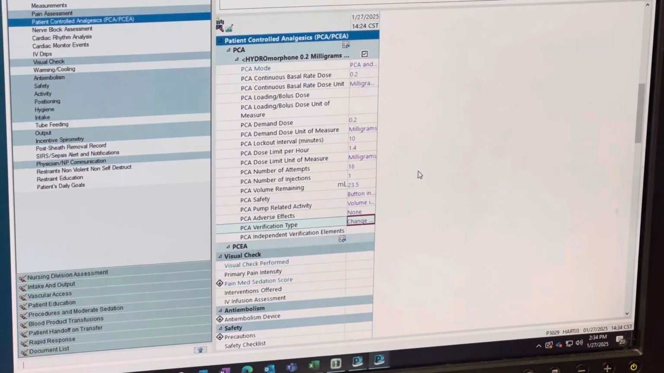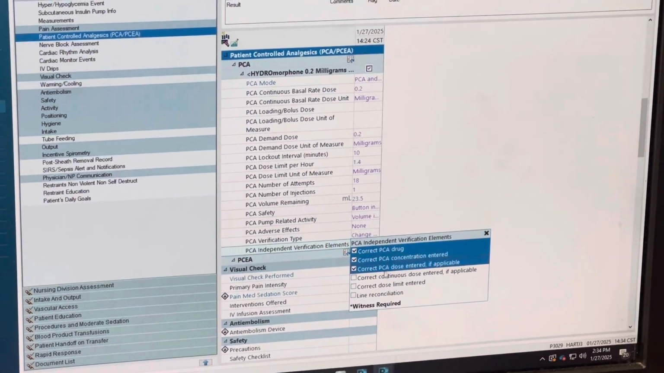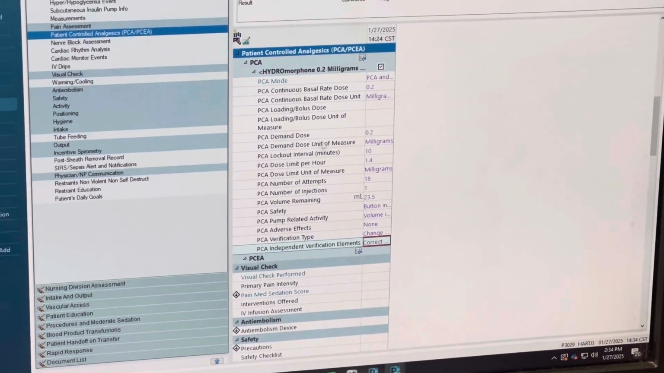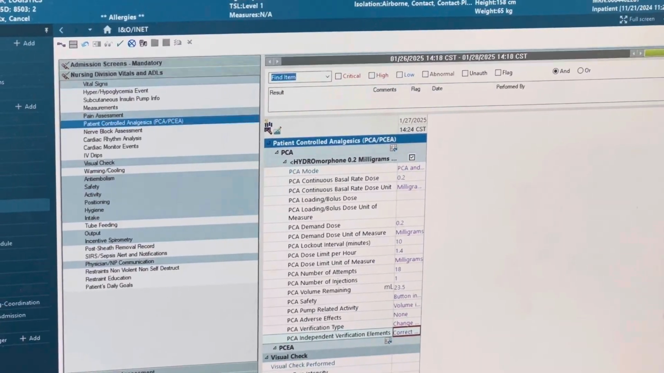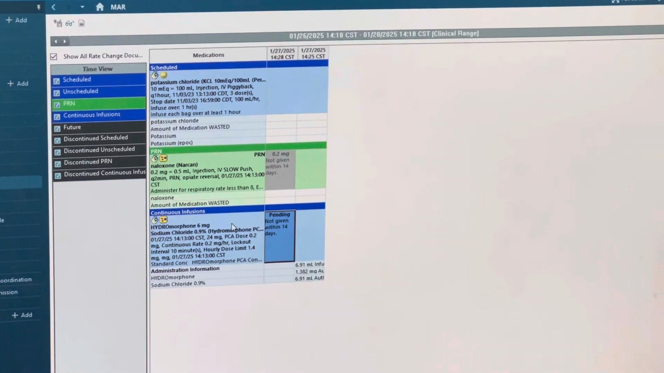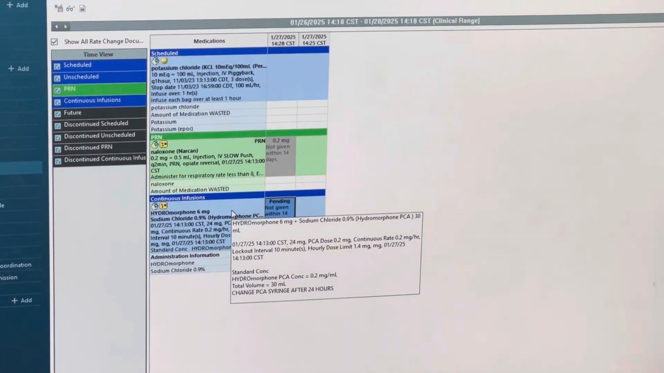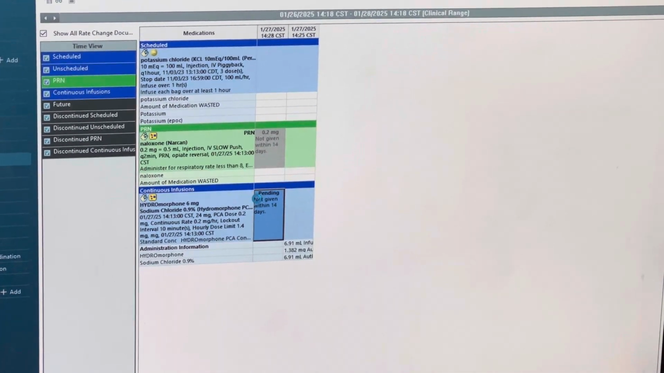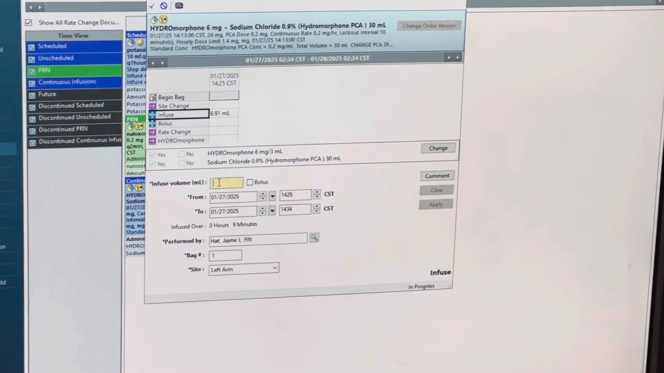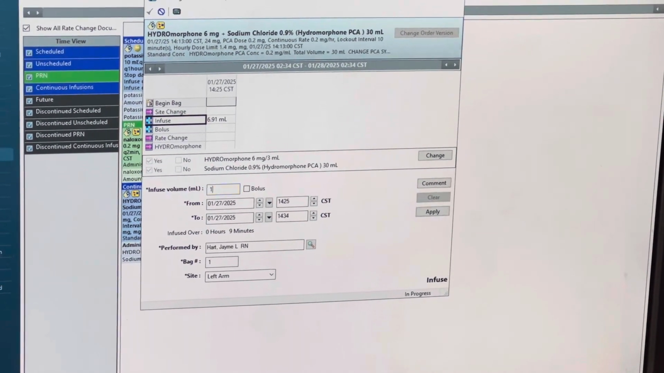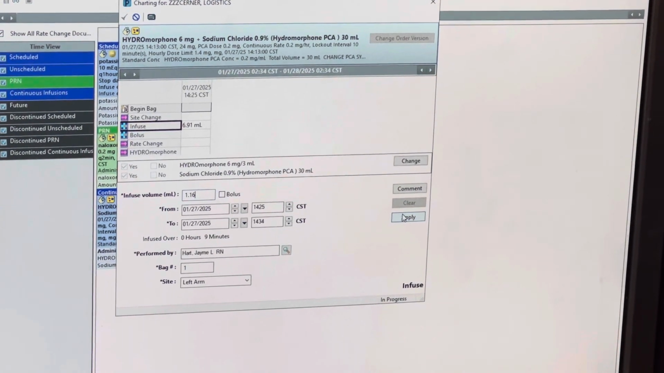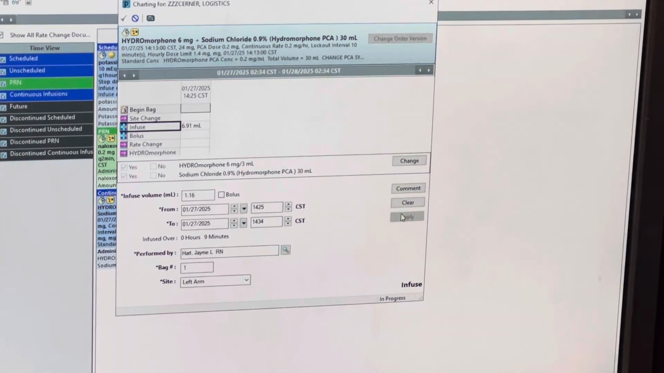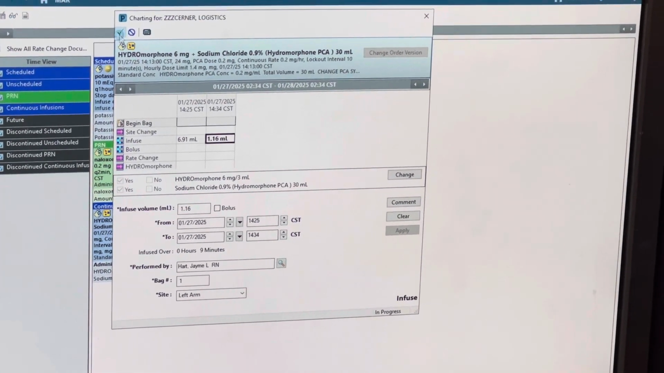We're going to change the caregiver, do all the things, and then you would sign off and have a second nurse do that. But then you're going to go to the MAR, and you're going to find the PCA under the continuous infusions, and you're going to click on this because we're going to chart how much was actually infused. So this is where the 1.16 that we got off of the home of the brain, you're going to put it there and then hit apply and save that.